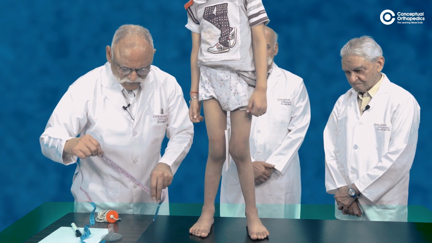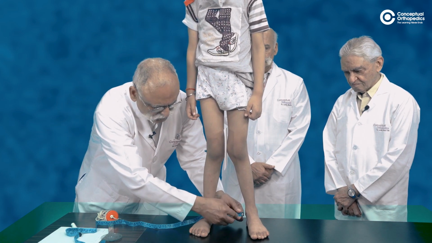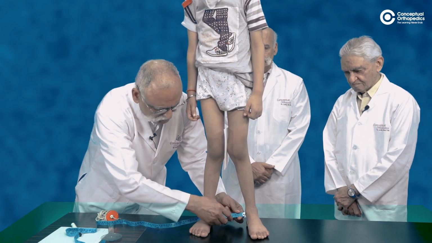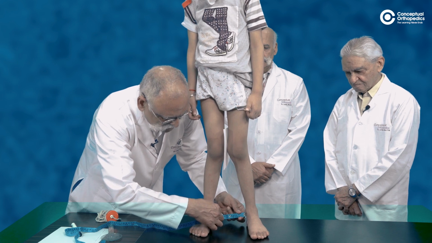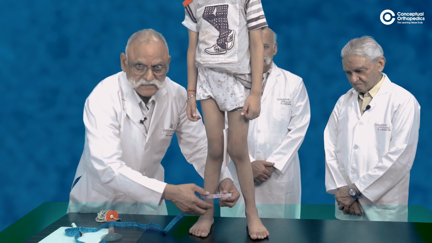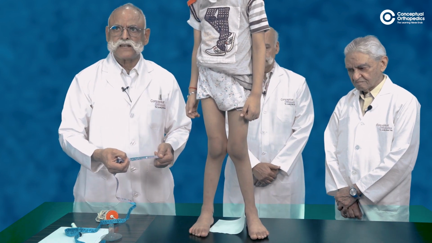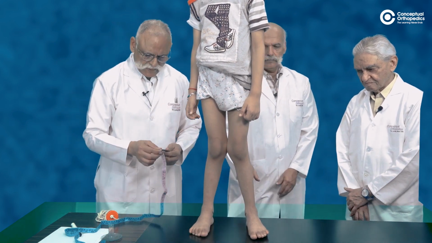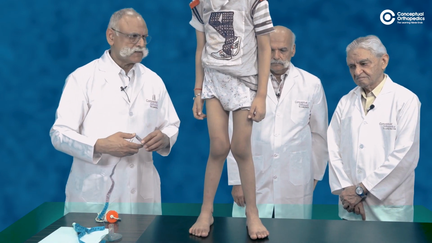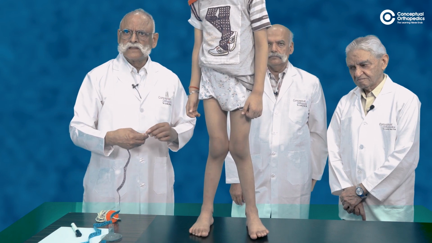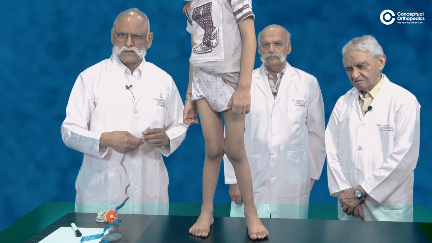The tape is held against the most prominent part of the medial malleoli on either side, and this shows about 13 centimeters of intermalleolar distance. So any distance which, at this age, is more than 10 centimeters is diagnostic of a genu valgum.